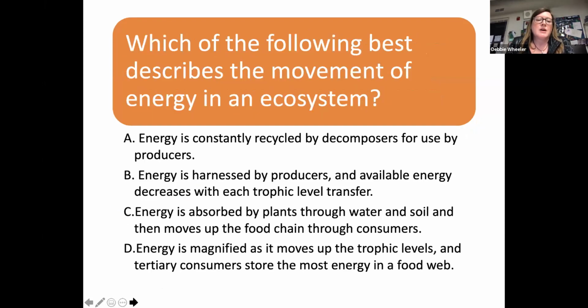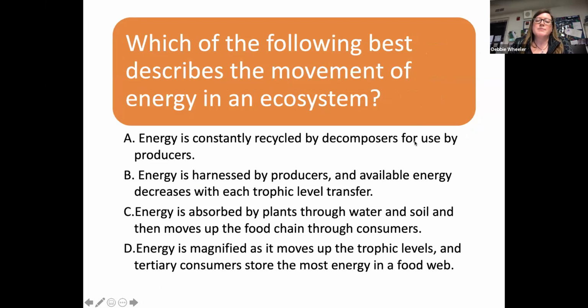That's excellent. Okay, which of the following best describes the movement of energy in an ecosystem? So when we talk about energy flow, I really want to make sure we differentiate between energy flow and the flow of matter. So let's talk about energy in this question, then we'll discuss the flow of matter. So is it true that energy is constantly recycled by decomposers for use by producers? That would be A.